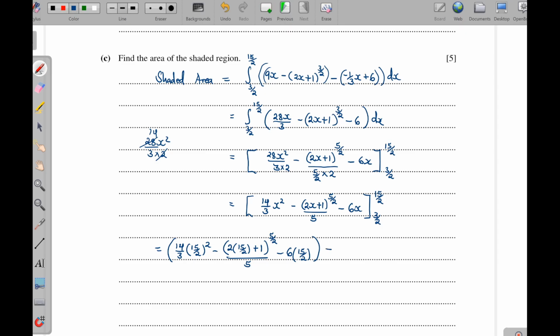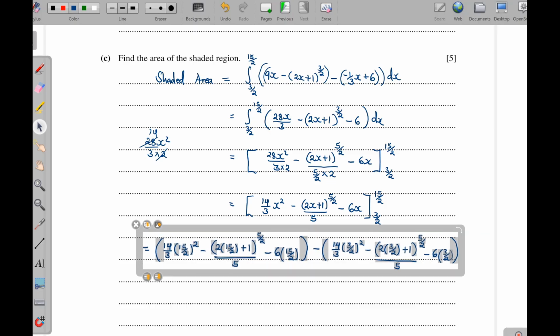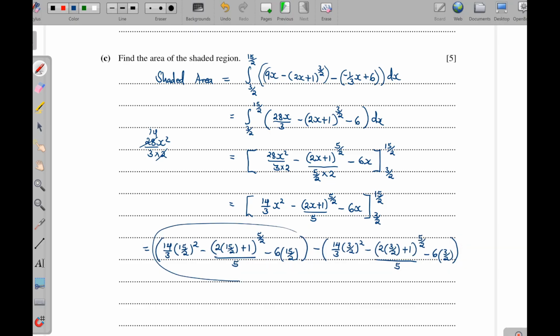then minus 6 times the 15 over 2. Then after that, to go to the lower limit, I put a minus, so this will be 14 over 3. Then here, wherever there is 15 over 2, I put 3 over 2. So then minus, this will be 2 and 3 over 2. That one will give us a 3 plus 1, that is a 4. Then we power it with 5 over 2, and then we divide by 5, then minus 6, then times 3 over 2, like that. And then now we can put the whole of this in the calculator, but first I will put this one here, then this one here.